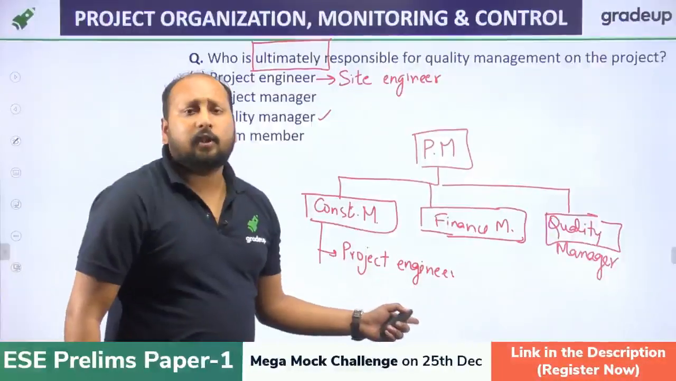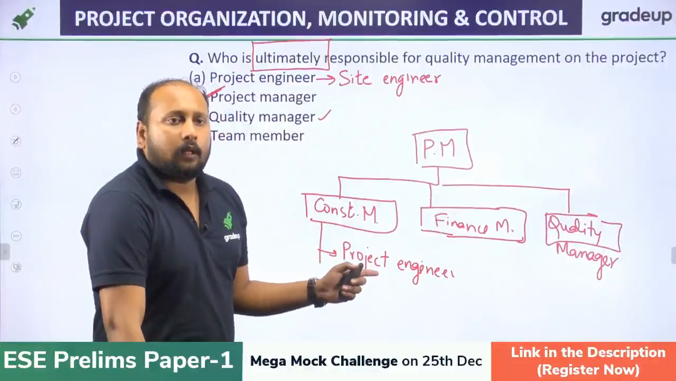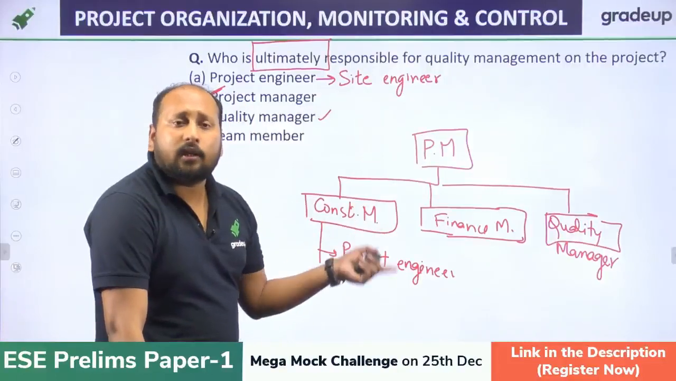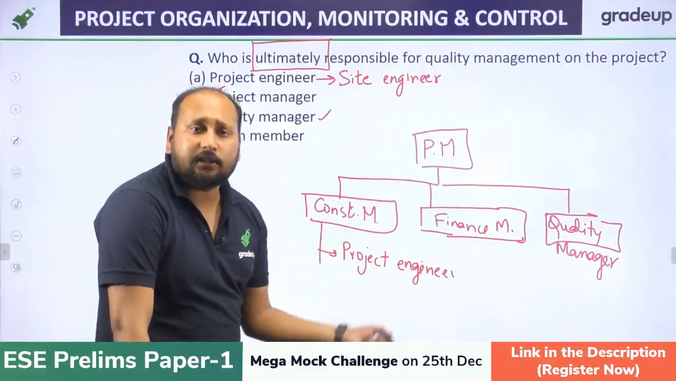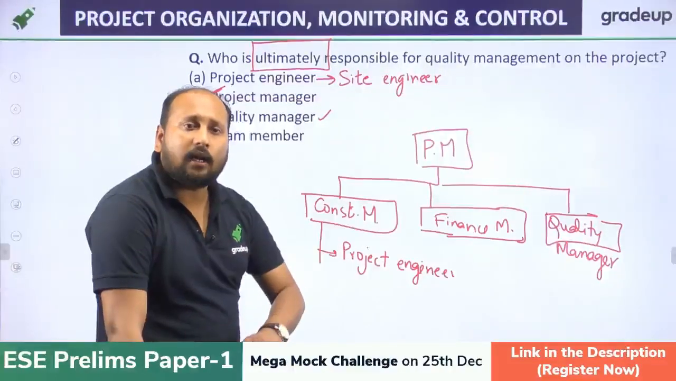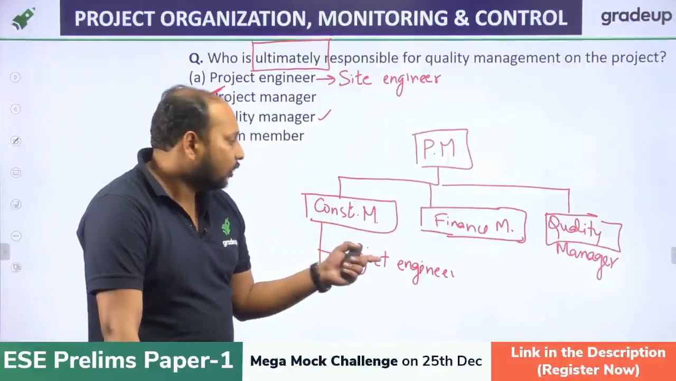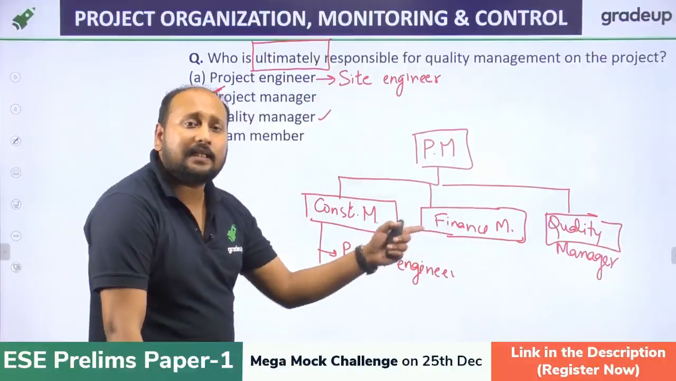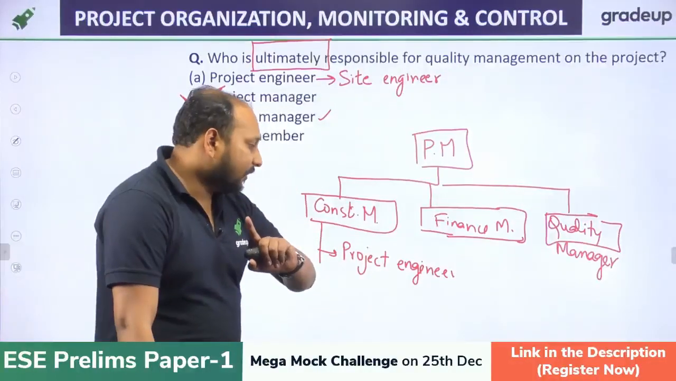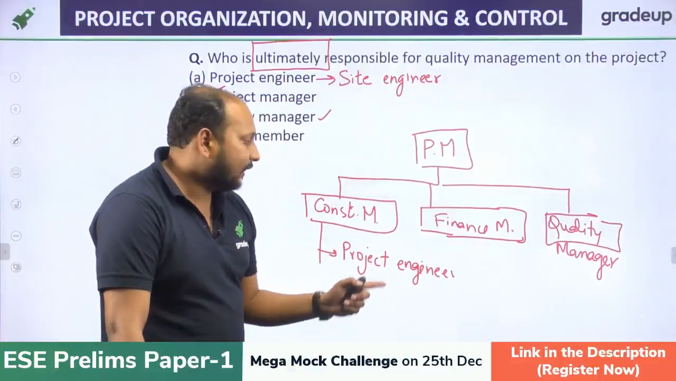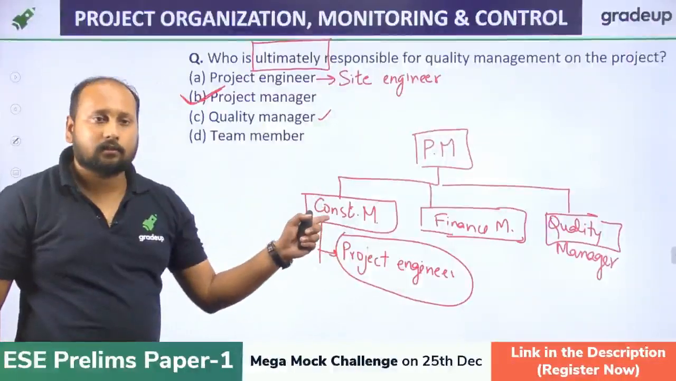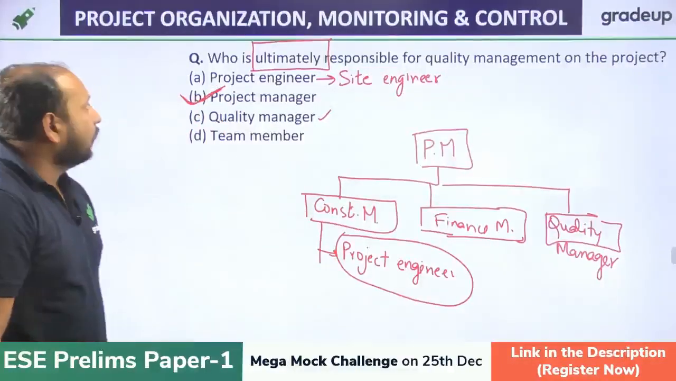The project engineer will be responsible for the execution of the project. Sridhar, in construction we require some site engineers or project engineers who deal with the contractor and the resources. Clear? So the project engineer basically deals with the site point of view, like whether the work is going on time. Everything is managed by the project engineer, and over this project engineer we have the construction manager. Clear? Next question.